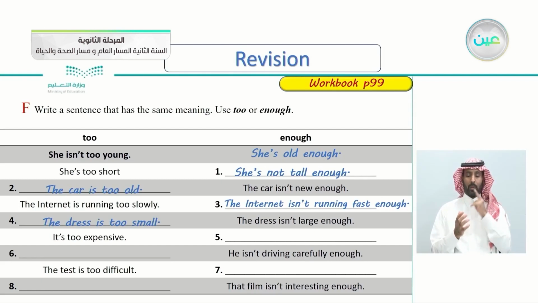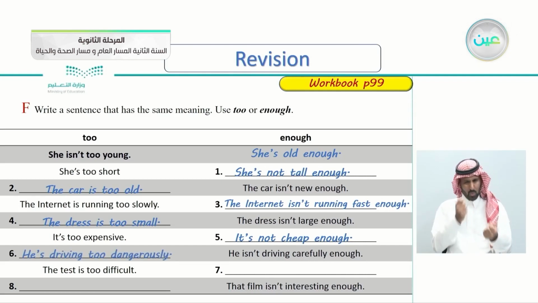Number 5, it's too expensive. So what do we say here? Very good. It's not cheap enough. Number 6, he isn't driving carefully enough. So how do we use too here, giving the same meaning? Yes, he's driving too dangerously or too recklessly. The test, number 7, is too difficult.